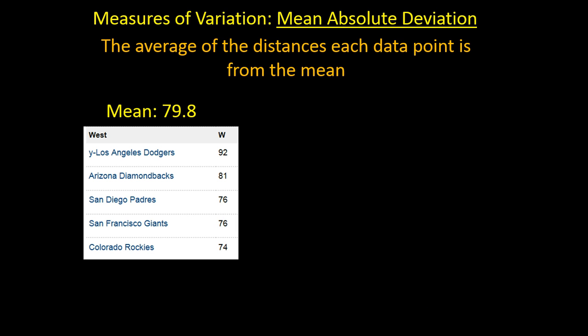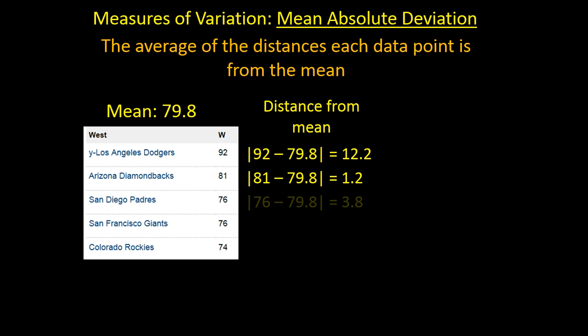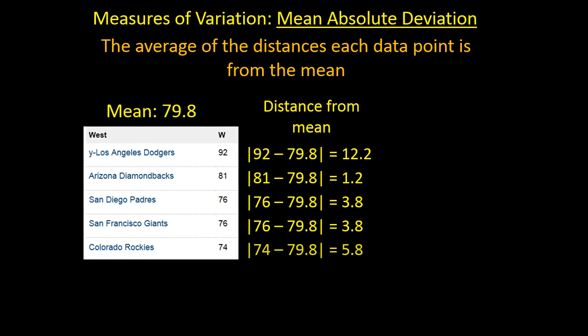Let's do the same thing for the West Division. Its mean was 79.8. We need to know the distance from the mean each of the teams' number of wins were, and we need to find the average of all those distances. So the mean absolute deviation for the West Division was 5.36.